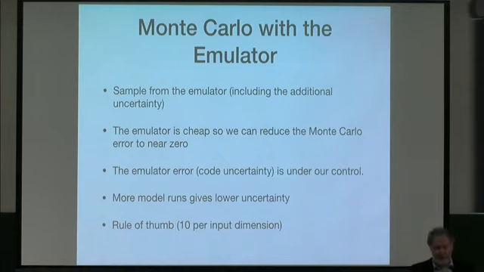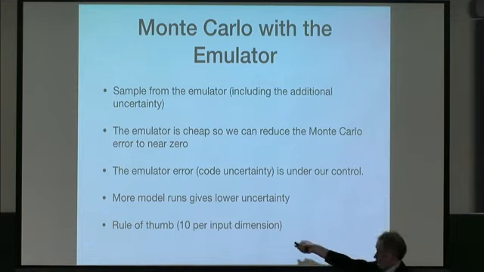It has this extra uncertainty part. But it's cheap. So before, when I had to do n runs to get the variance down, the cost was n times the cost of running the model. Now it's n times the cost to run the emulator, which is essentially free. So that cost is near zero. Doing 10,000, 100,000 runs is not a problem.